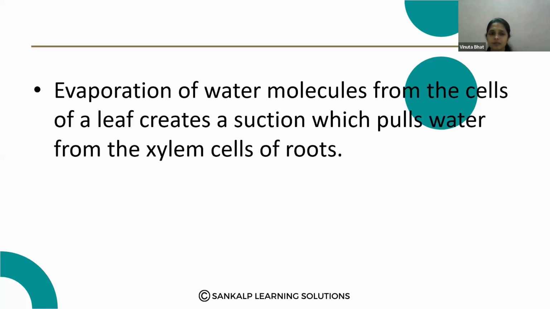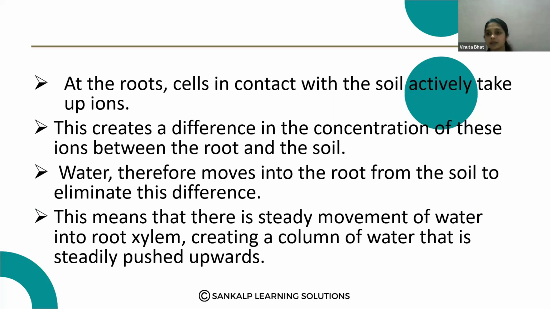And evaporation of water molecules from the cells of the leaf creates a suction which pulls the water from the xylem cells of the roots. So that is the suction pressure. Due to the suction pressure, the water again enters the xylem and moves towards the height of the plants. So that is the answer.